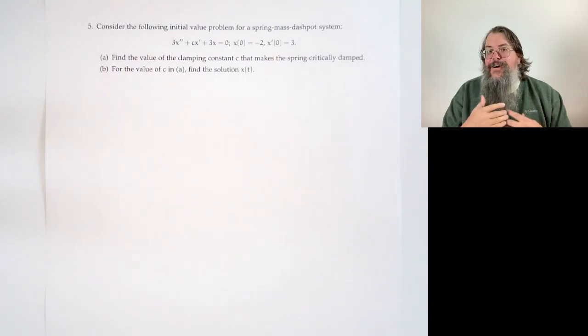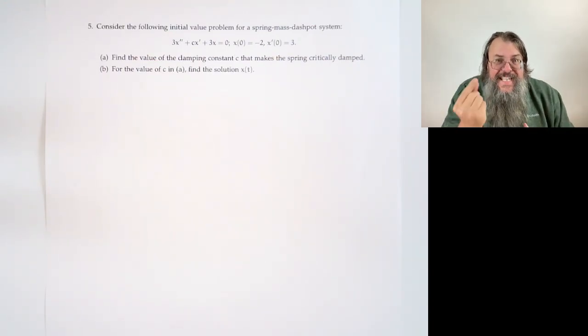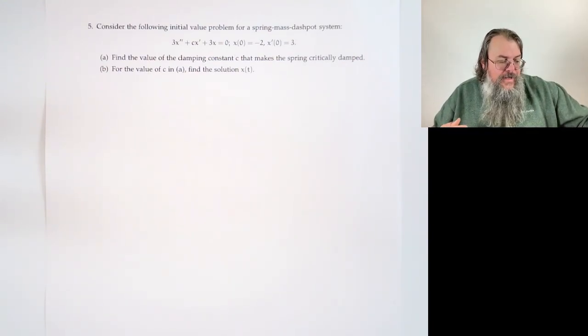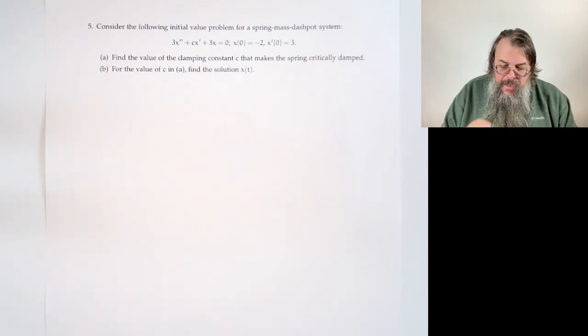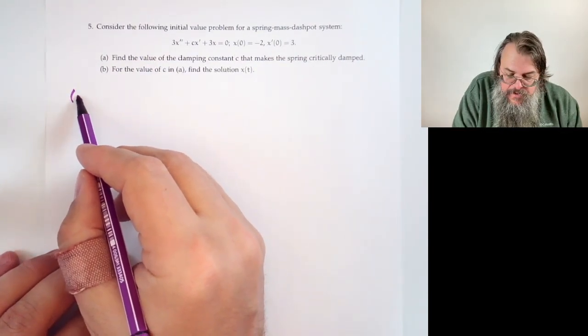Now, the reason that you often see things being critically damped is because they're sort of like a unique c. But there's also practical reasons why you might want something to be critically damped. So it's not that unusual a question. All right, so we'll start there. So part A.